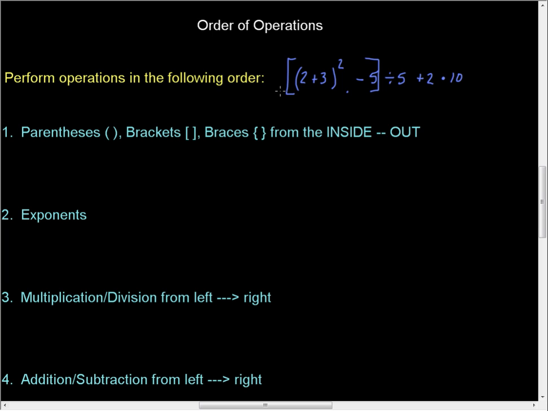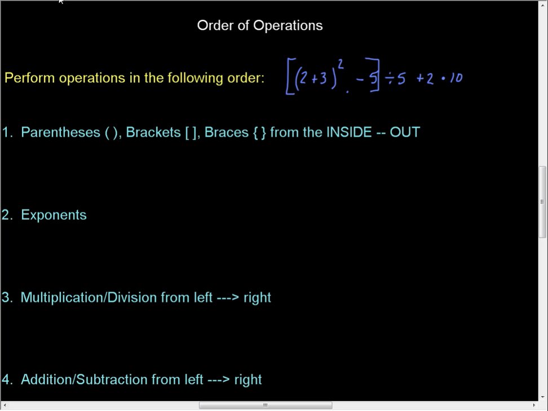As we're working through that, we're going to do exponents next. Once we've cleared all the brackets and parentheses and braces, we're going to work on exponents. Then we're going to work on multiplication and division at the same time, moving from left to right. After all of that is done, addition and subtraction is done from left to right. They are on the same level.